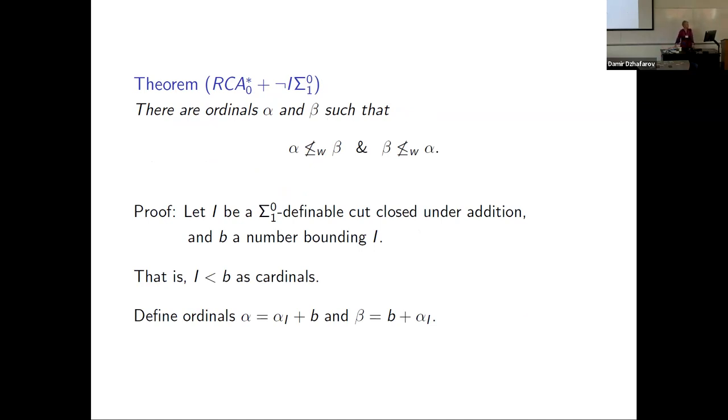So we're going to start with an indecomposable proper sigma 0-1 cut, so closed under addition. So it has this property that if you subtract smaller sets, you kind of change the cardinality. And let B be a number that bounds it. So I is less than B as a cardinal. And now our ordinals are going to be alpha sub I, remember, the ordinal of the same order type as I, plus B, and B plus alpha sub I.